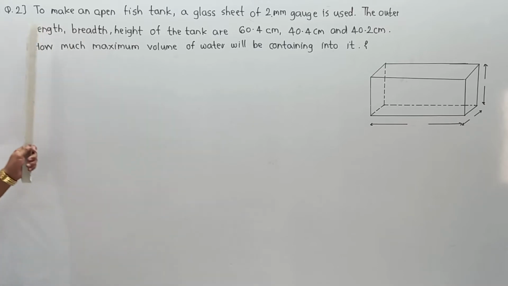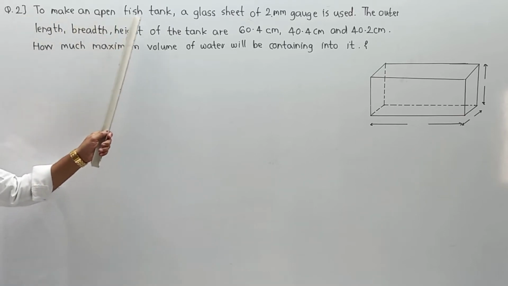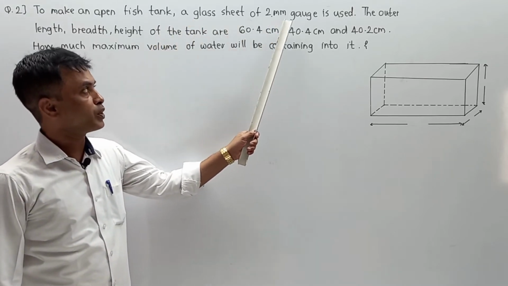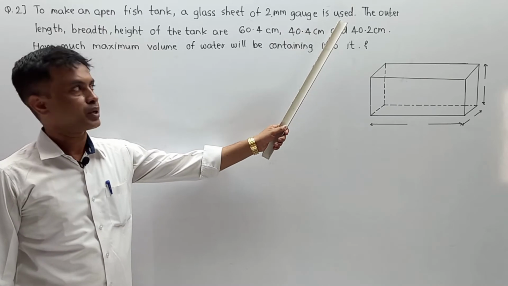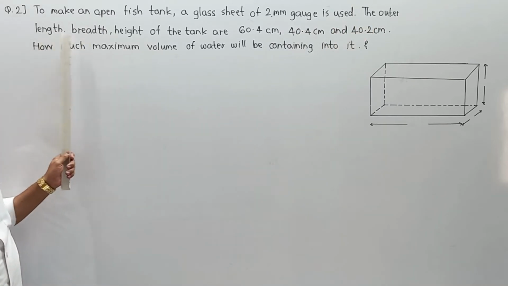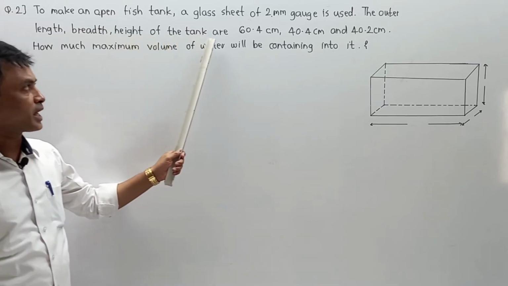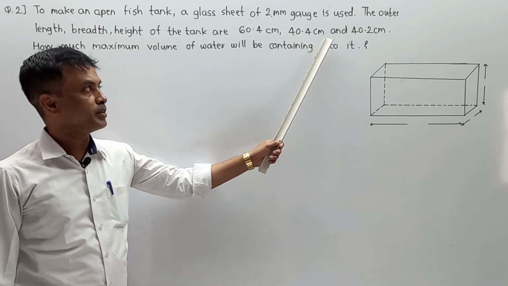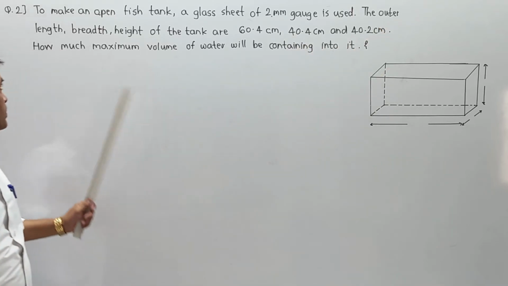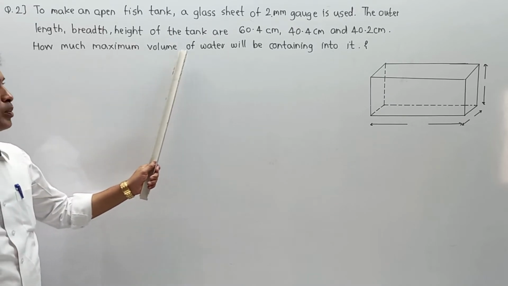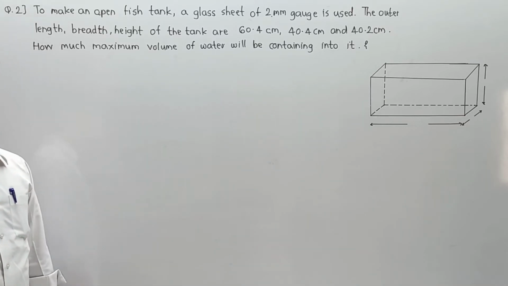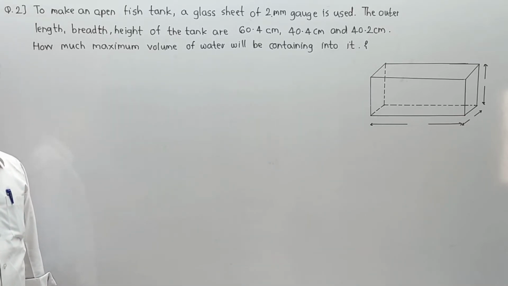Now moving to the second question, and this is from problem set 9. To make an open fish tank, a glass sheet of 2 mm gauge is used. The outer length, breadth, height of the tank are 60.4 centimeter, 40.4 centimeter and 40.2 centimeter. How much maximum volume of water will be contained in it?